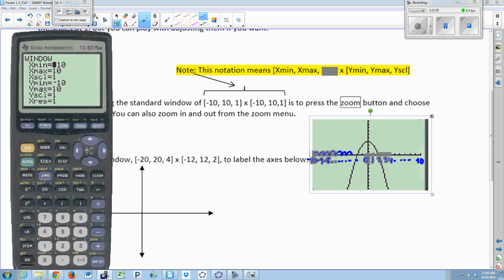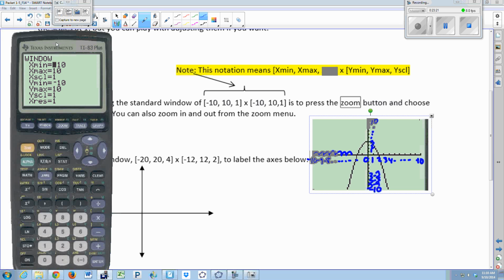Then your Y minimum value is -10 down here. Your Y maximum is 10 up here. And then your Y scale is 1. So similarly, -10, -9, -8 all the way up to 0, and then 1, 2, 3, up to 10.